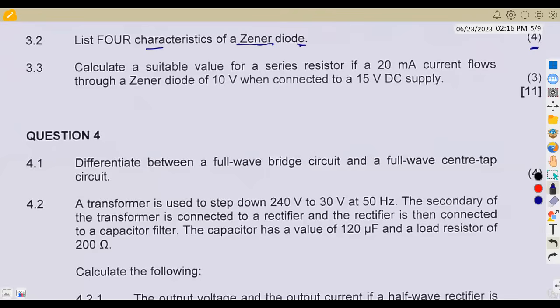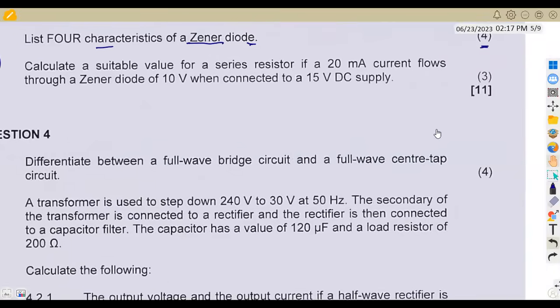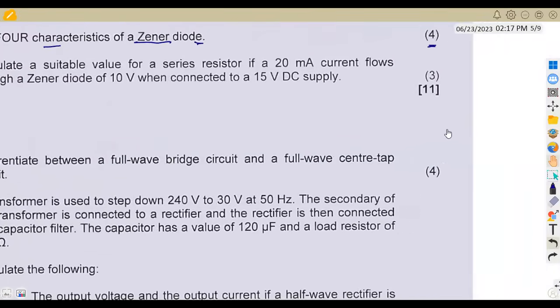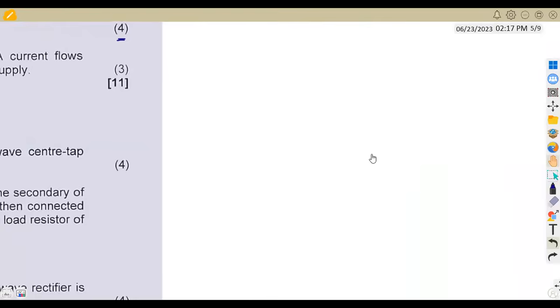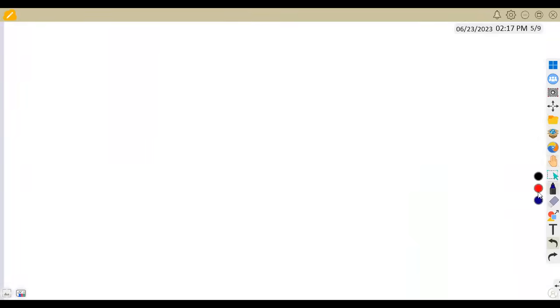All right, then 3.2, we are given a calculation where we asked you to calculate the suitable value of the series resistor if a 20 milliamp current flows through a Zener diode of 12 volts when connected to a 15-volt DC supply. Let us check what we have. We want to calculate the suitable series resistance given the current and so forth. Remember, from our formula for calculating the series resistor, we do not have the series resistor in this case.